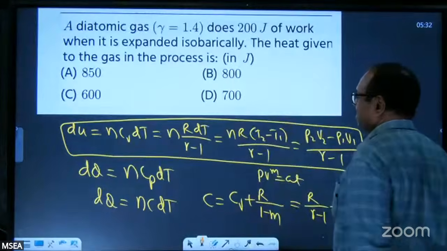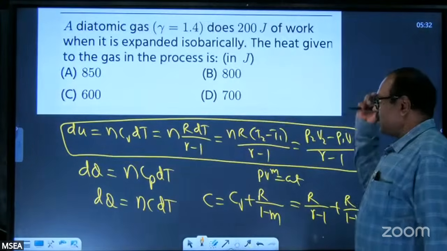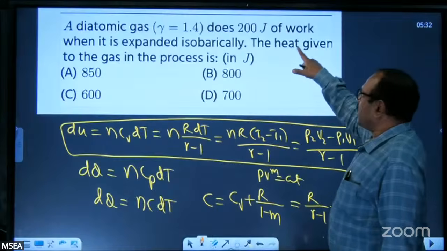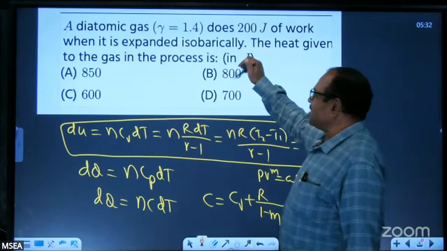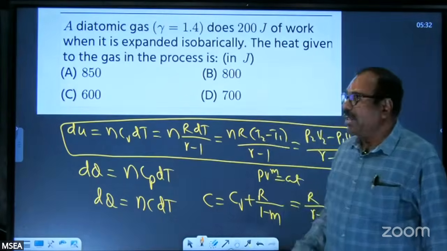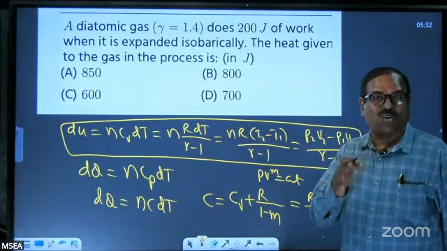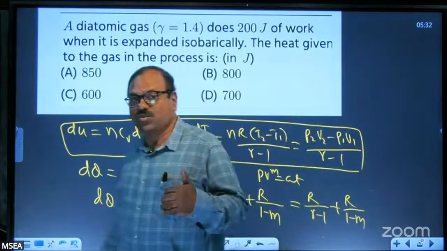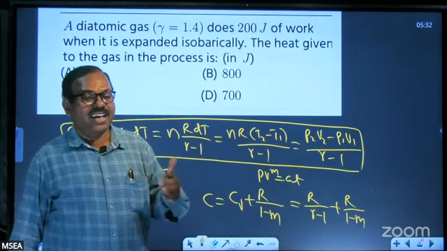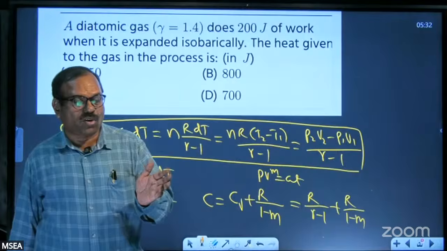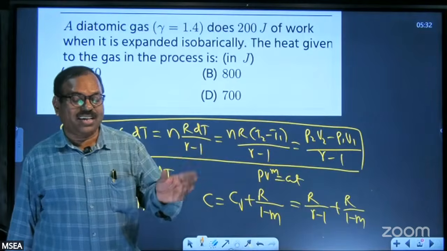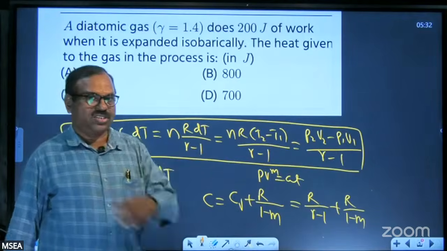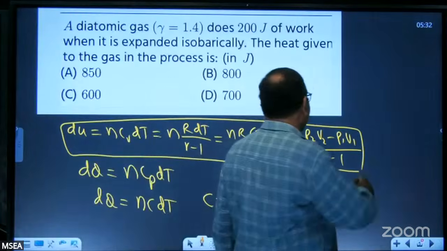Now this question we'll discuss. A diatomic gas, gamma equal to 1.4, does 200 joules of work when it expands isobarically. Isobarically means at constant pressure. Isobaric means constant pressure. Isochoric means constant volume. Isothermal means temperature is constant. And adiabatic means the amount of heat is constant. Okay, so now let us come to this one.